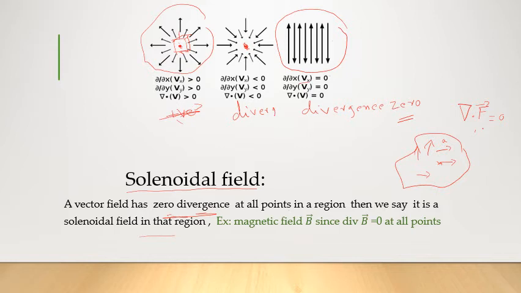A good example is the magnetic field, since we know that the divergence of B is 0 at all points. This is the second Maxwell equation. Later you will learn it. Therefore, the magnetic field is always solenoidal. Let us practice this concept of divergence with a few numerical problems.